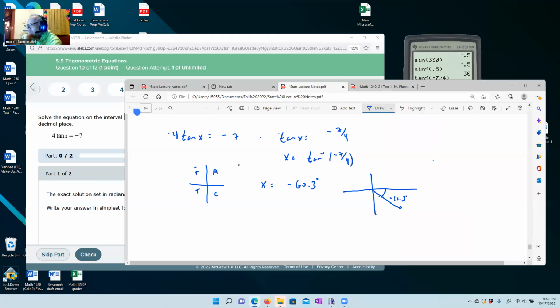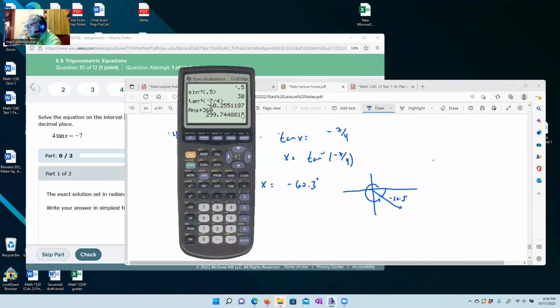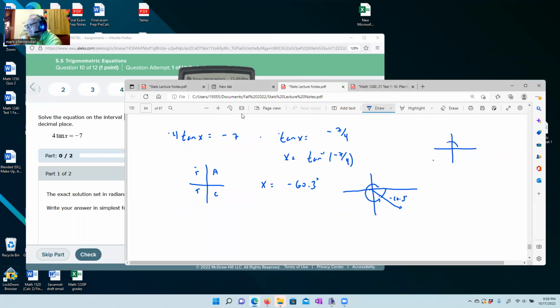-16.3 degrees. How would I put this in terms of something between 0 and 360? We're going to add 360 to that. We got 299.7 degrees. So really, this is 299.7 degrees. Where else?